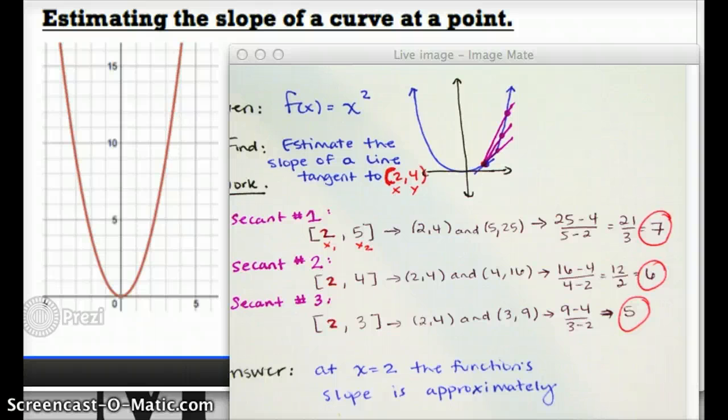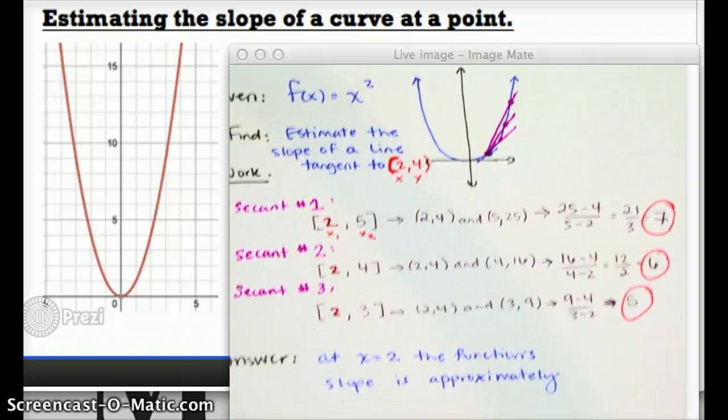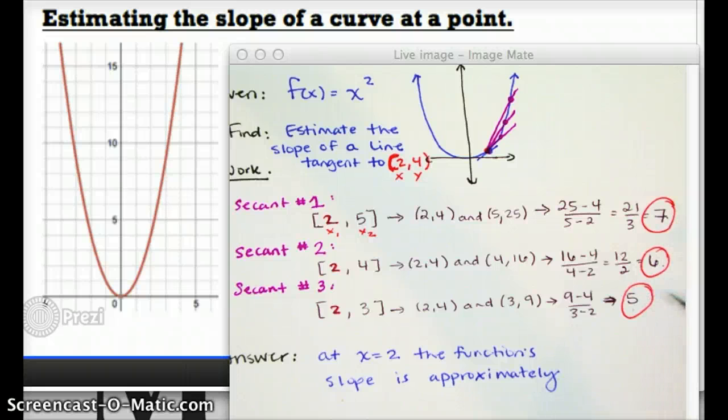Cool, so if you got the same calculations that I did, you should see that the slopes go from 7 to 6 to 5 as the intervals get closer and closer to the point at 2. Looking at the pattern, the numbers are decreasing. In fact, they're decreasing by 1 each time. So it seems reasonable to estimate that the slope, when we get all the way down to the point just at 2, should be something like approximately 4.